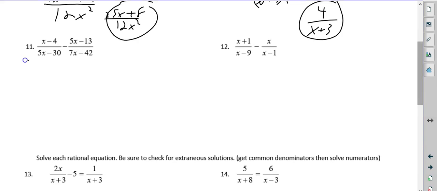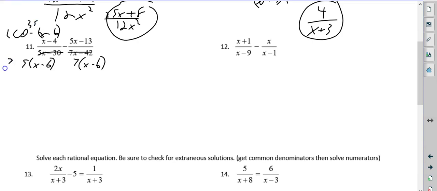So over here on the bottom, we have 5 times x minus 6. And over here, we have 7 times x minus 6 after I factor it. So my LCD, I obviously need an x minus 6. And 5 and 7 gives me 35. Okay? So both of them have an x minus 6. So I'm good to go there. The only thing I need to do is multiply this left one times 7, top and bottom, and the right one by 5, top and bottom.